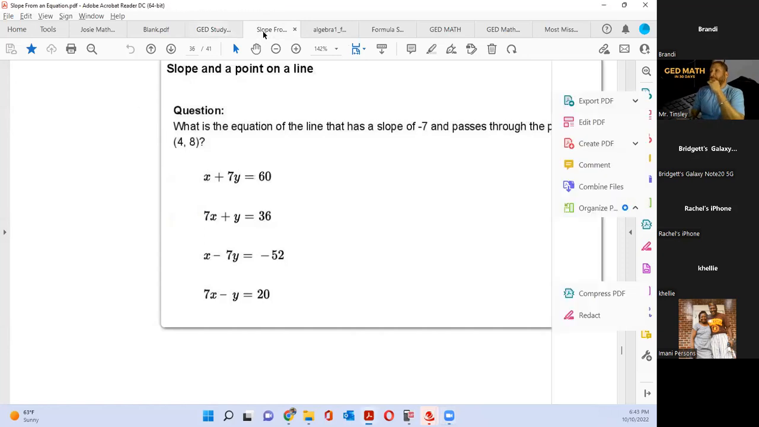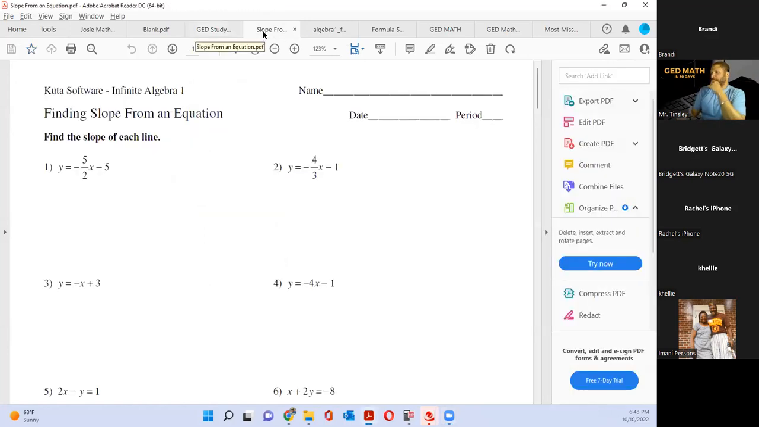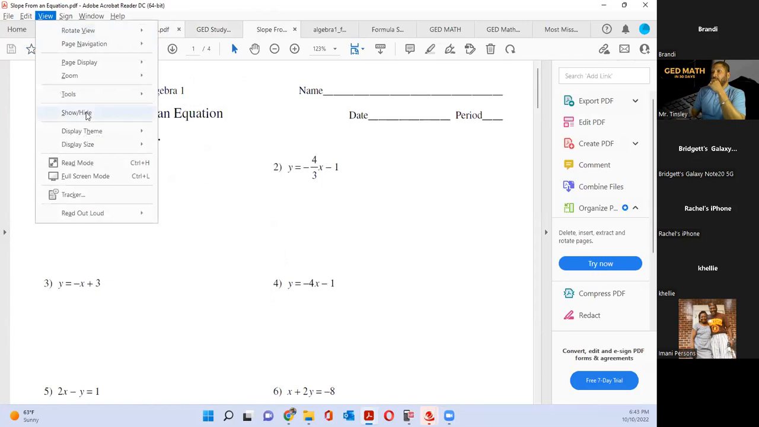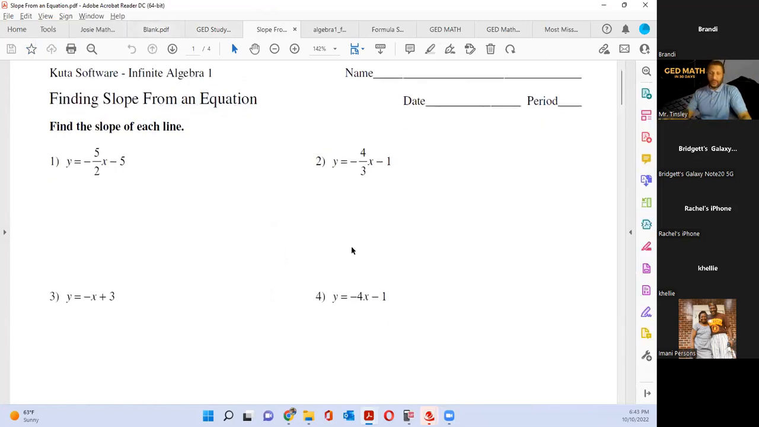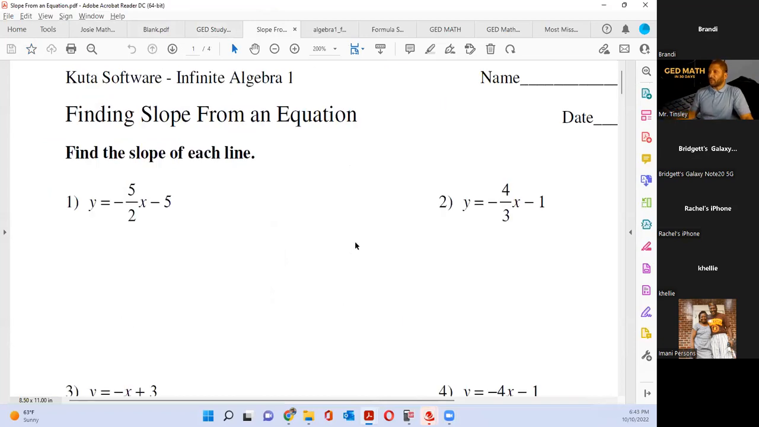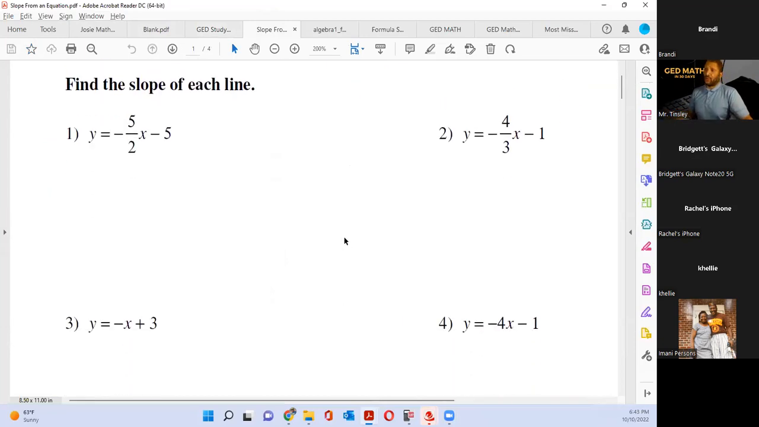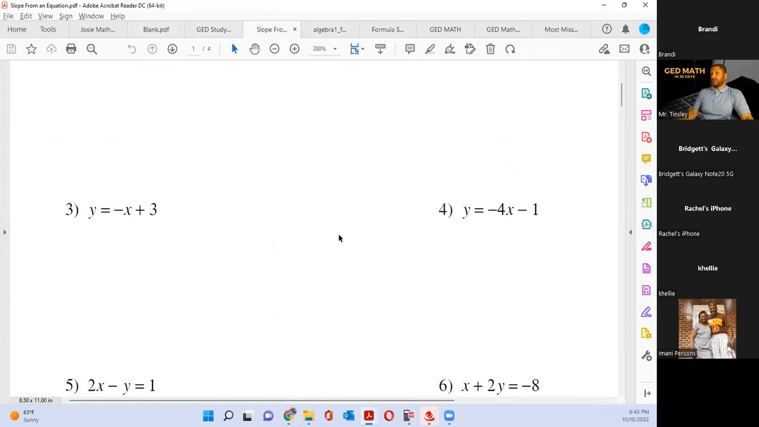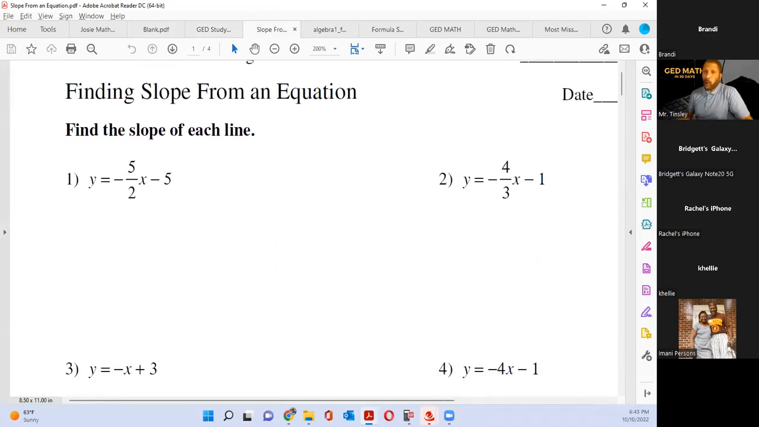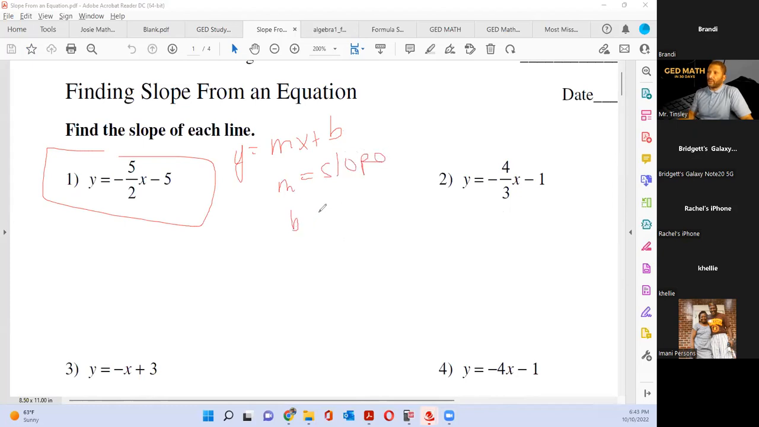All right, let me ask you a question. Let's do this real quick. I had three people have problems with this. I got 3 emails in the last 2 days on this right here. Let's see if we can do it real quick. Number 1, y equals mx plus b. M is my slope. B is my y-intercept.